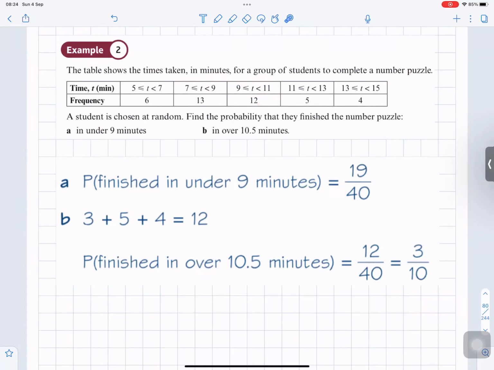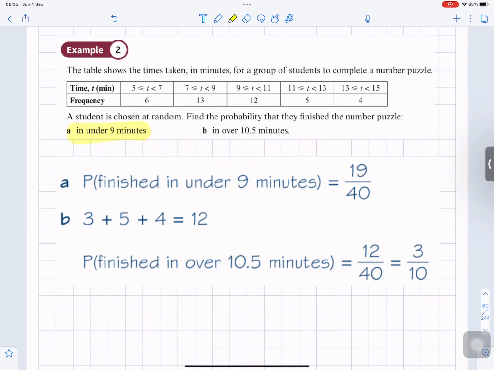A student is chosen at random. Find the probability that they finished the number puzzle in under 9 minutes. So we want to find the probability they finish in under 9 minutes. So we write it like P(finished under 9 minutes) equals, let's count how many in total finish under 9 minutes. So we got 6 plus 13, it gives you 19.